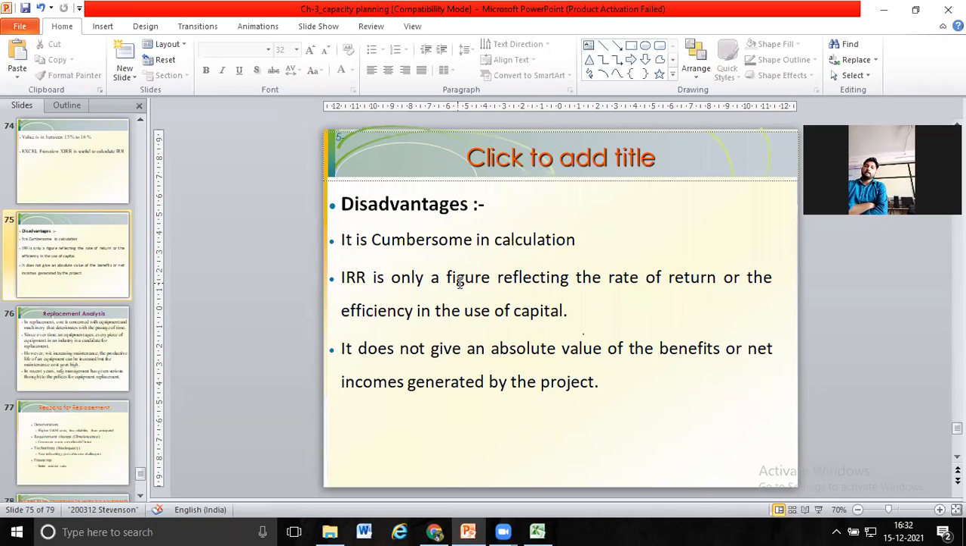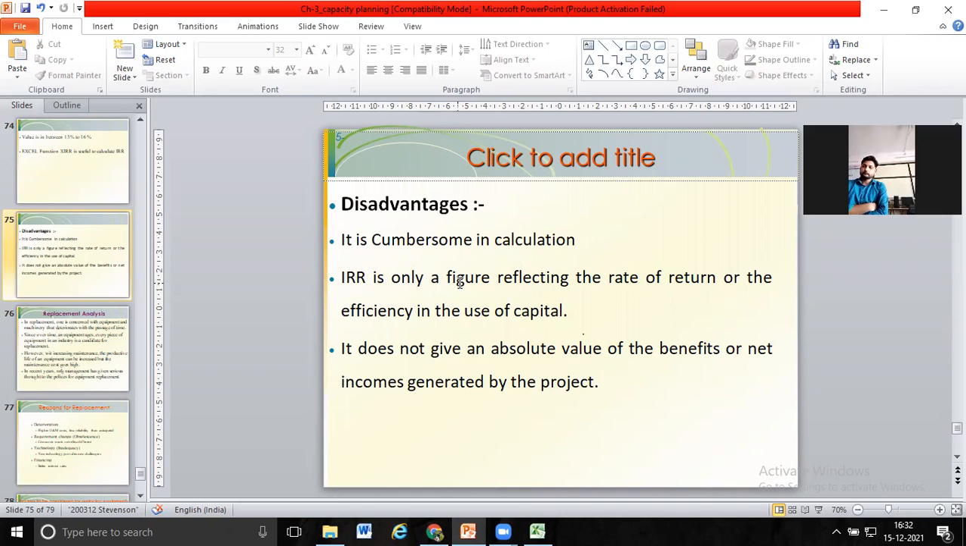The last one, it does not give an absolute value of the benefits or net income generated by the project.